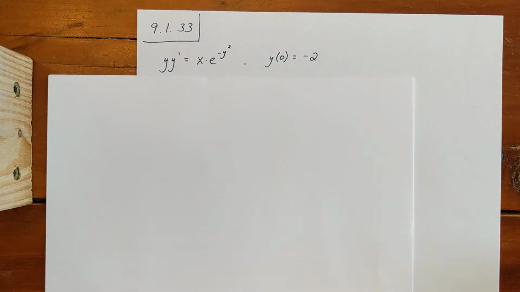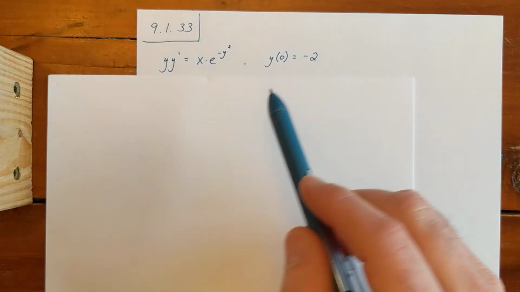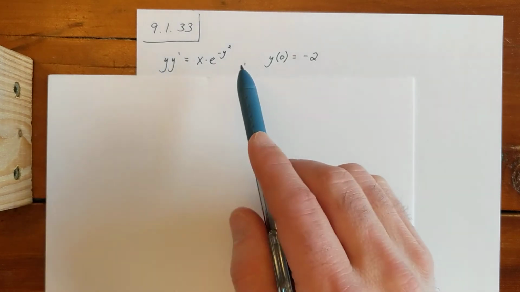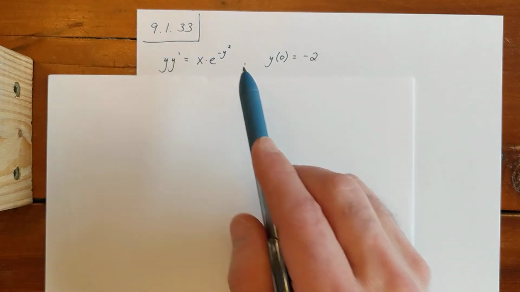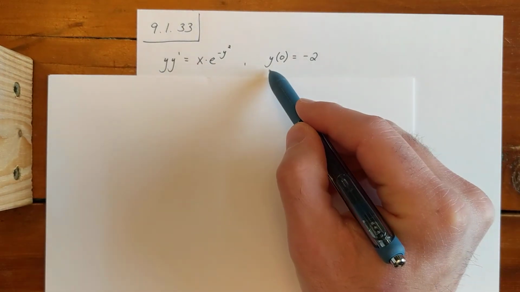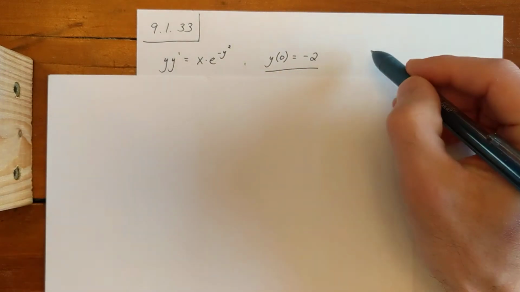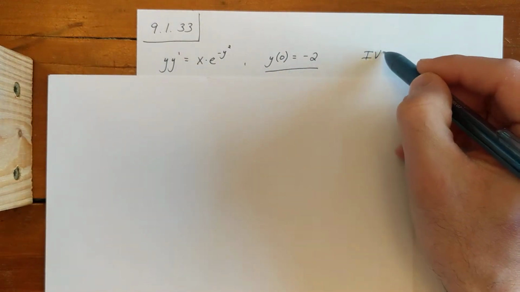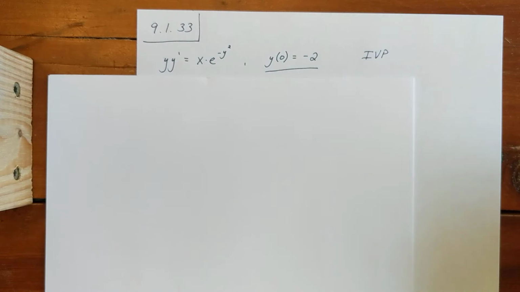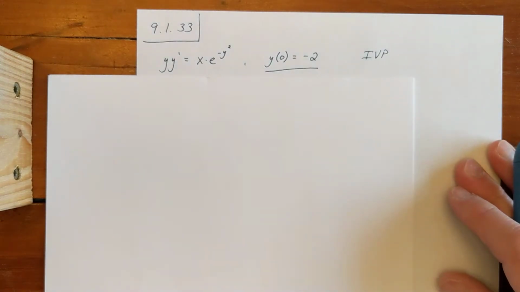All right, Chapter 9, Section 1, number 33. Interesting differential equation here. y times y prime is equal to x times e to the negative y squared. And we have an initial condition right here, which makes this one an initial value problem. So we're looking for a specific solution rather than a general solution.